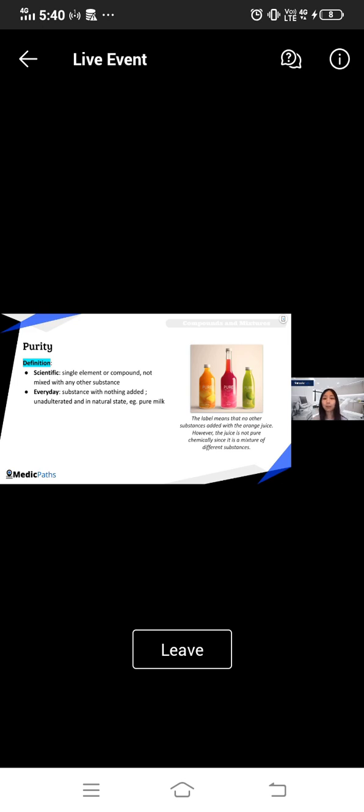So let's look at pure milk, for example. You might see in the supermarkets, oh, this is just pure milk, nothing else has been added in it, okay? But scientifically, pure milk is not actually pure. In milk, there's many different molecules and compounds mixed inside. It's just that it is naturally made from cows. So after the cows are milked, you put it inside the milk cartons, and it's pure in the everyday sense.